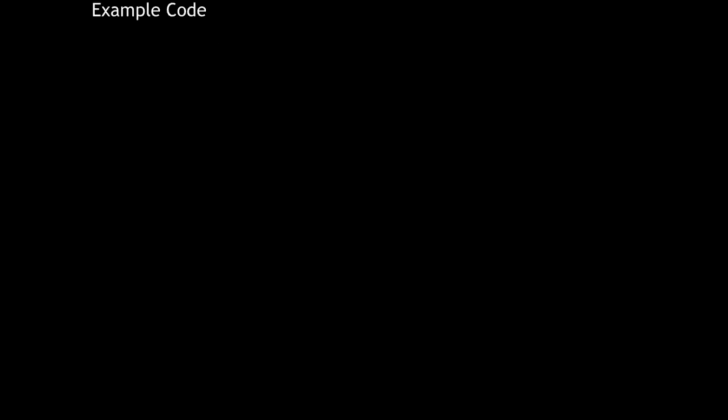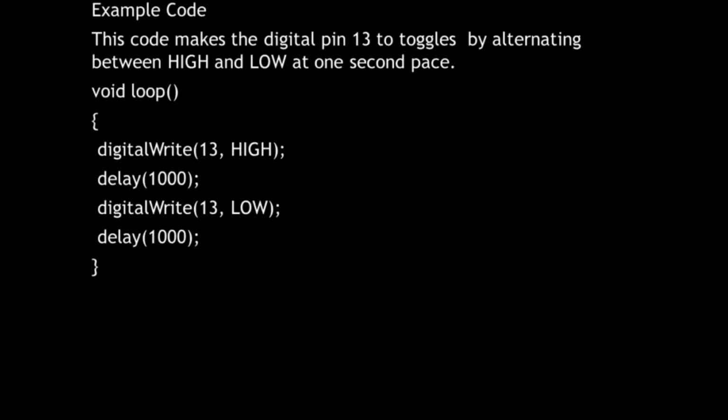Example code. This code makes the digital pin 13 toggle every second by alternating between HIGH and LOW at a 1 second pace. As the code is written in void loop, it will run again and again, which makes the LED blink on and off at every 1 second time interval.